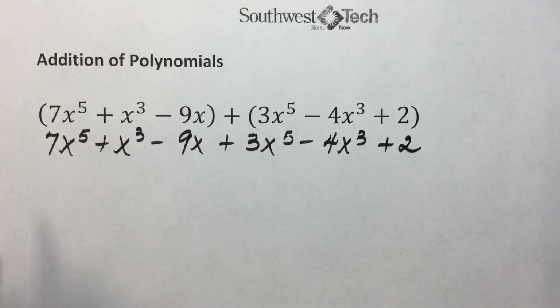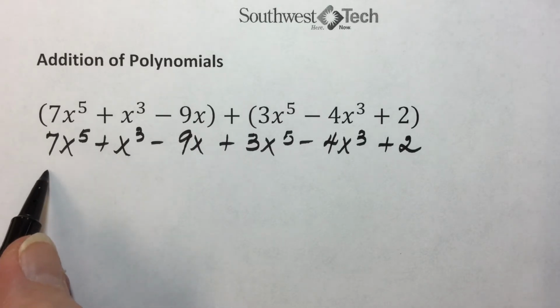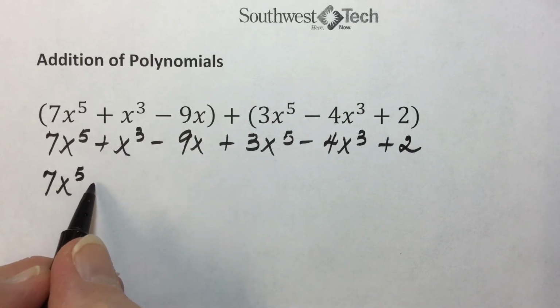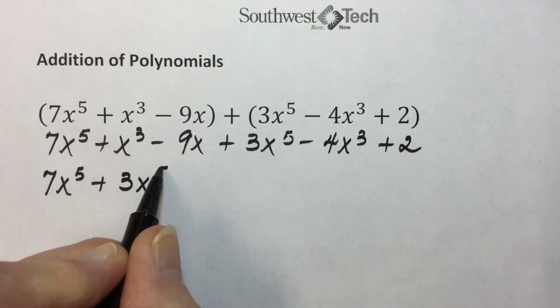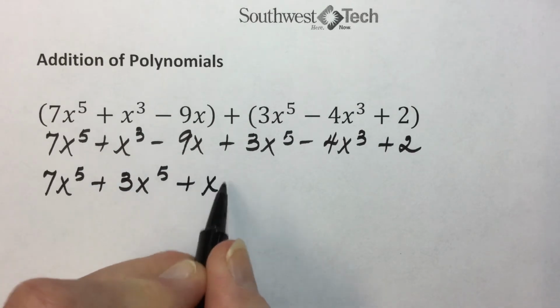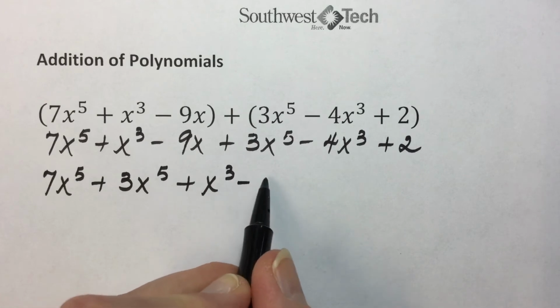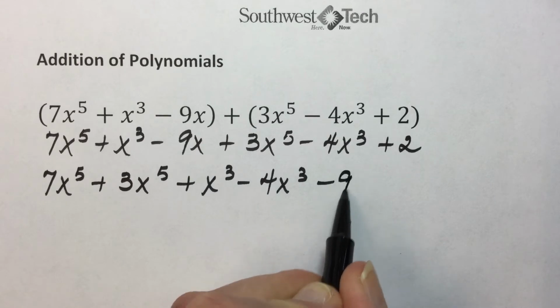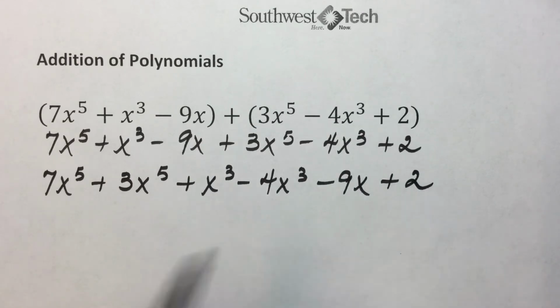Next, we will use commutative and associative laws to write like terms together. A similar term to the first is here. We have a plus 3x to the fifth, since both of these have x to the same power. We have an x to the third, and a similar term here with the negative 4x to the third. We have a negative 9x, and we have a 2. When you're rearranging your terms, putting like terms together, be sure you don't lose some term from the original polynomial.